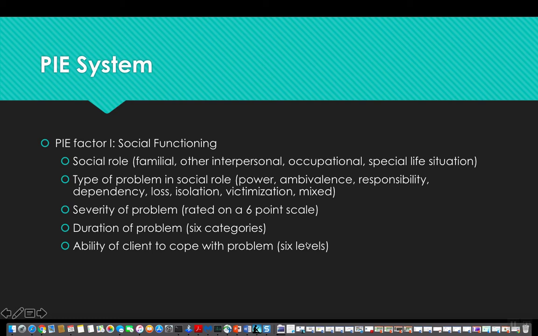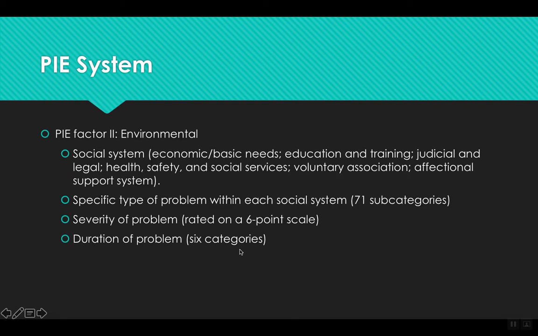So this is an example of factor 1, social functioning. So what is the social role in which the client is having the problem? Is it within the family, other interpersonal, occupational, or special life situation? And what type of problem is the client having in this social role? Power, ambivalence, responsibility, dependency, loss, isolation, victimization, mixed, severity of the problem, like how severe is the problem, duration, how long has the client presented this problem, and ability of the client to cope with this problem.